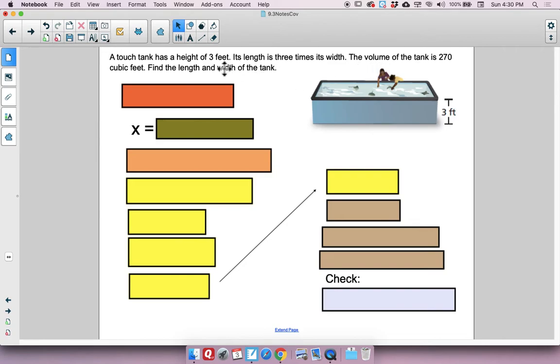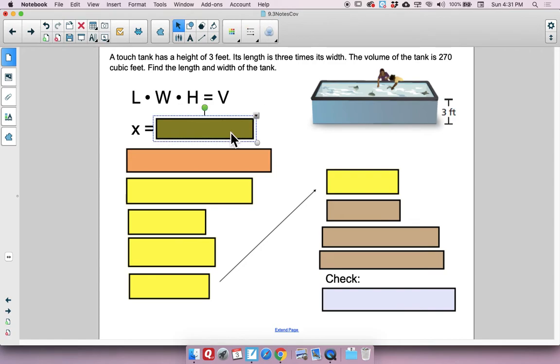And they gave us the height, and we know the length is 3 times the width. So again, thinking formulas, I'm thinking length times width times height equals volume. And what would make the most sense for our variable to represent? I think most people in this case would say the width, because the length is 3 times that.